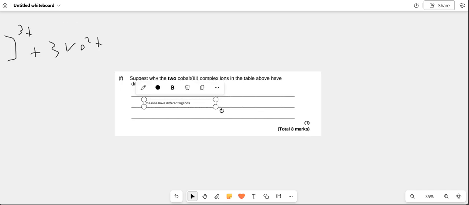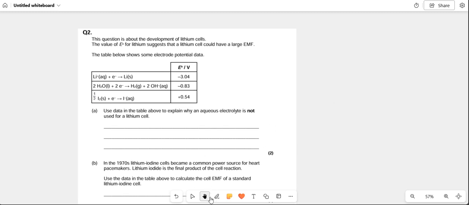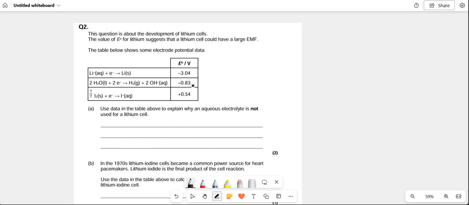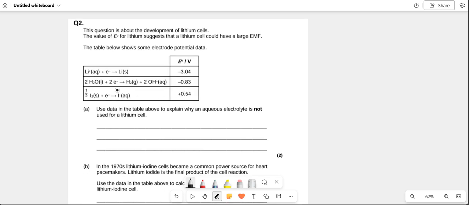Alright, let's move on. Question two. Use the data in the table above to explain why aqueous electrolyte is not used for a lithium cell. If something's aqueous, that means it contains water. They're talking about reactions here, so it's something to do with electrode potentials. Water has an electrode potential of minus 0.83. Lithium has one of minus 3.04.